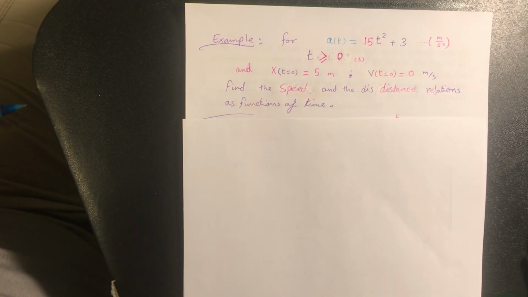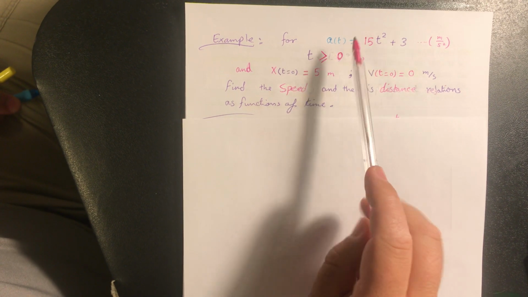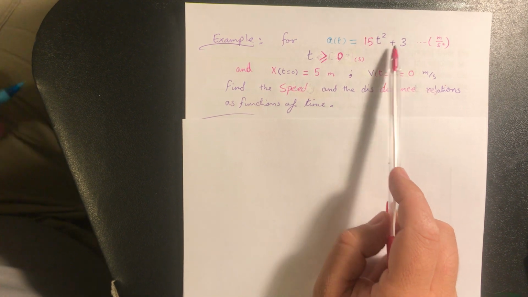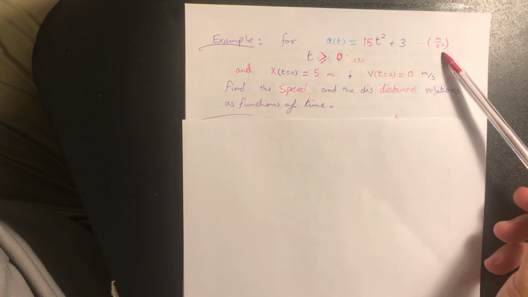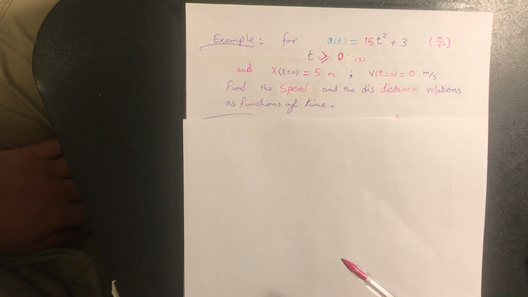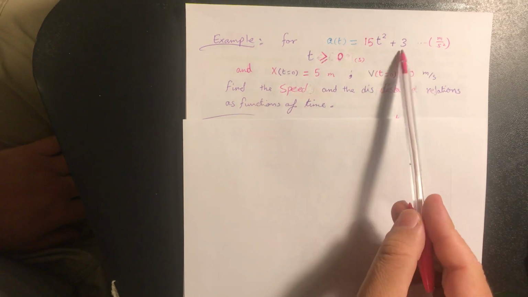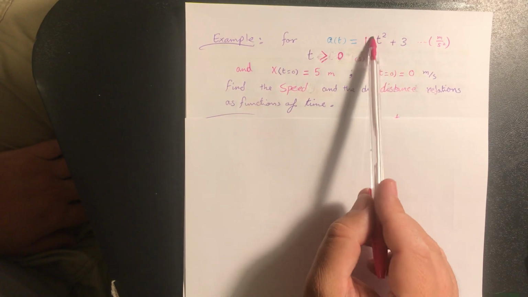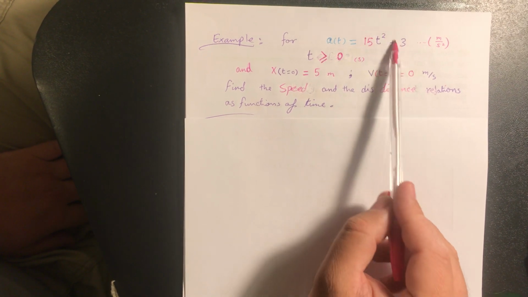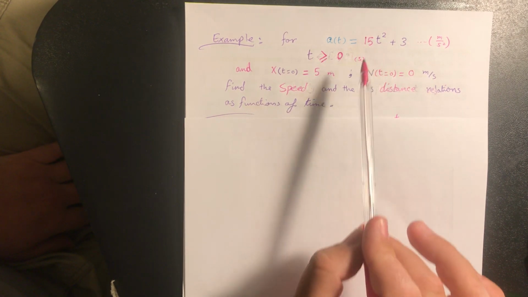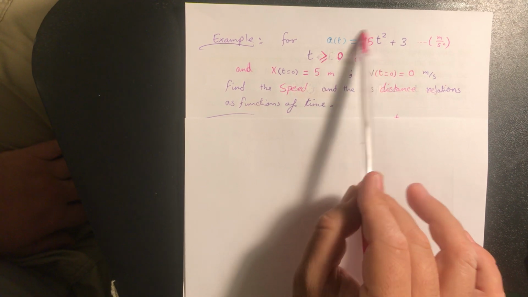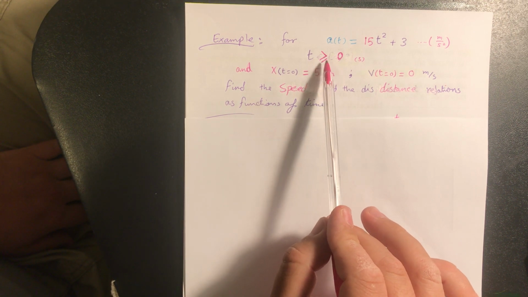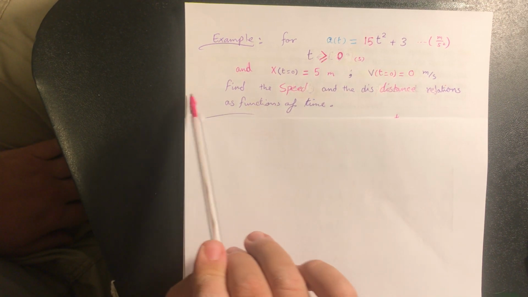Okay, look here. If we have the acceleration as a function of time, 15 t squared plus 3, the unit is meter per square second. It is acceleration, okay? So 3 is acceleration, and 15 t squared, all of it is acceleration. Each term is acceleration, so the dimensionality should be verified. The time is always greater than or equal to 0, in seconds, okay?